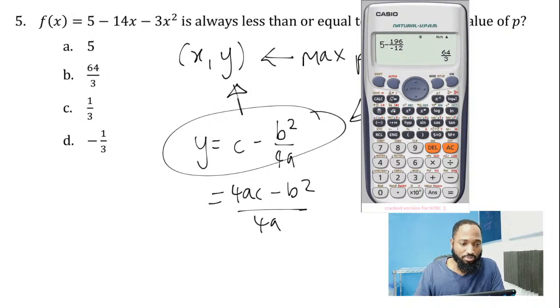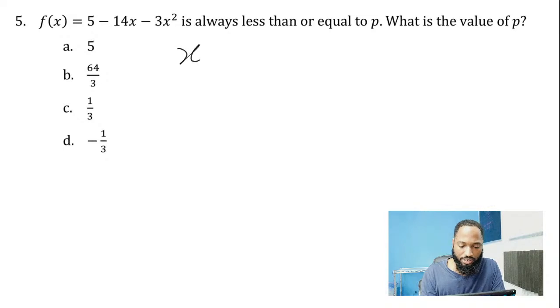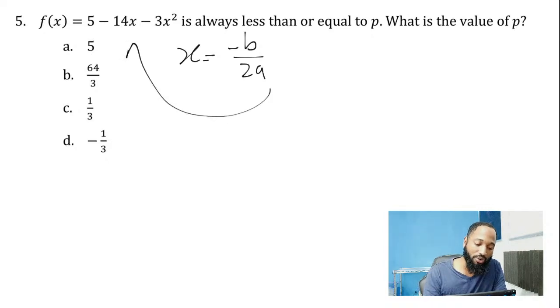This is the way I used to do it back in school when I didn't know better, but at least you're still getting the mark. The next way is to get the x value at the turning point. How do you do that? It is equal to negative b on 2a. Everybody knows that, hopefully. You get this value and you plug it back into the equation. That's the last way to do it.